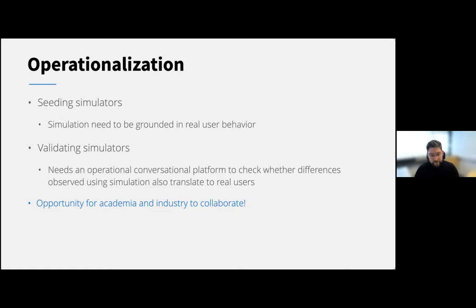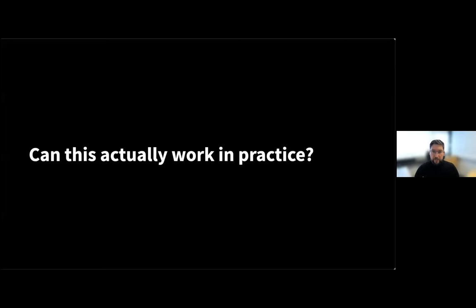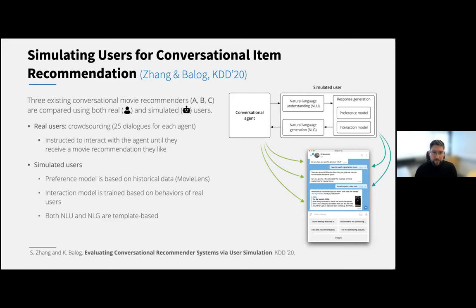Okay, the last thing I want to mention is, at this point you might be thinking, well, this sounds really nice, but can this actually work in practice? And I want to briefly mention a study that we did with my former PhD student, where we focused on the task of conversational item recommendation. And in particular, it was in the movies domain. So we took three existing conversational movie recommender systems, which are labeled A, B, and C. And we compared them using both real and simulated users.